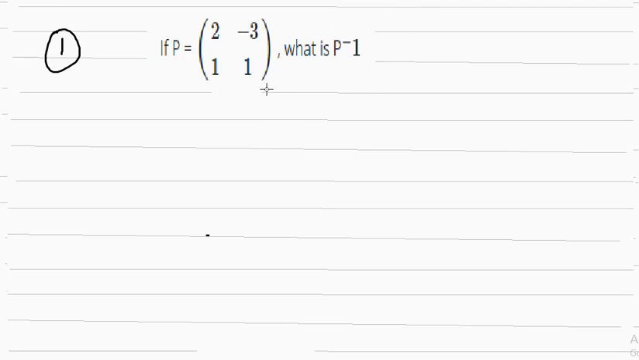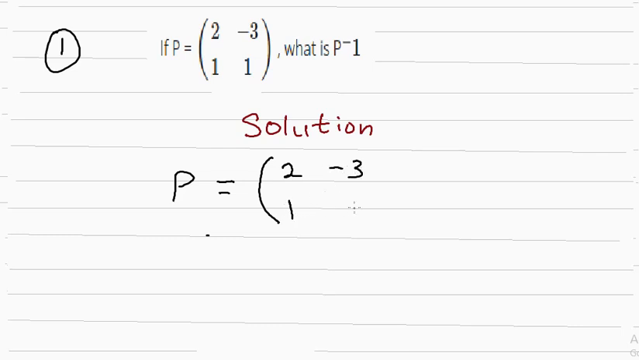Solution. So the question goes this way. Given that P is a matrix of 2, minus 3, 1, 1, we are to evaluate the inverse of P, P inverse. That's what we are looking for.